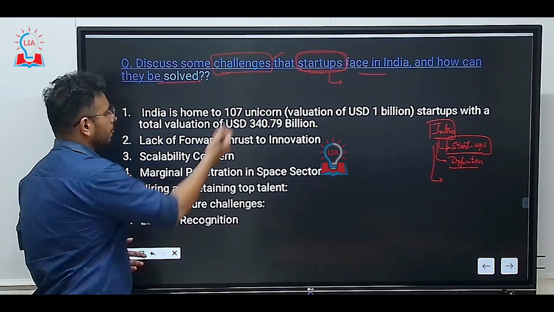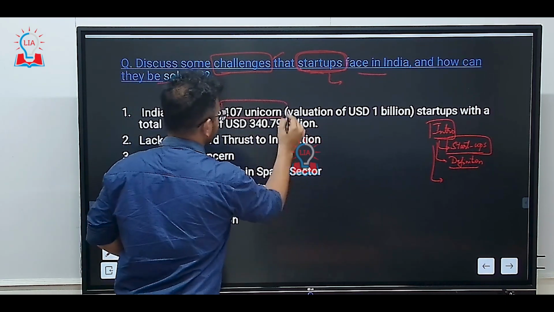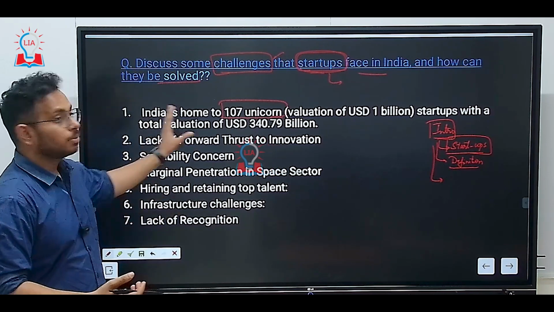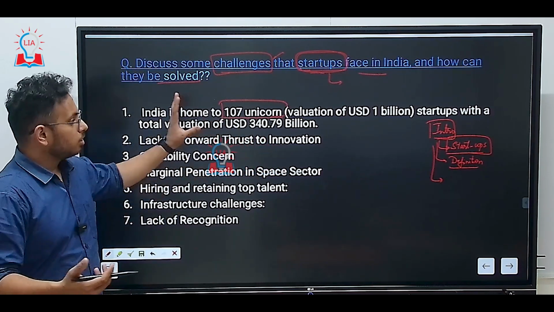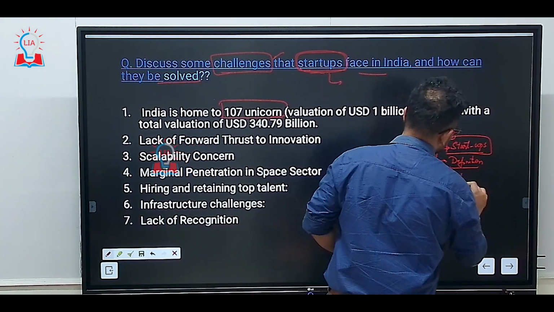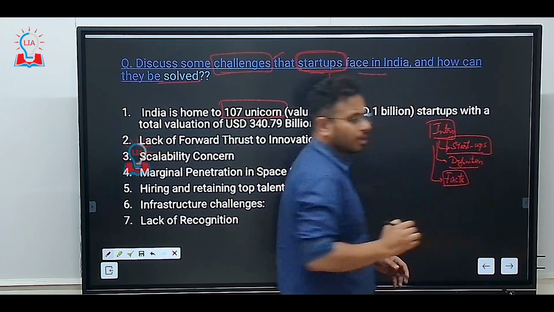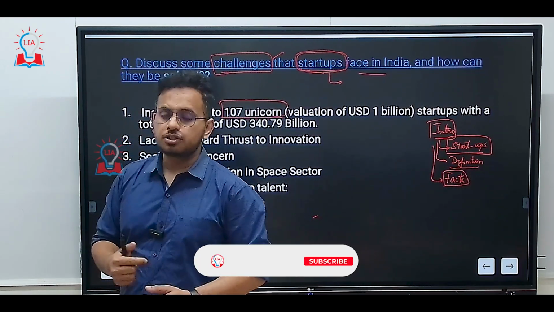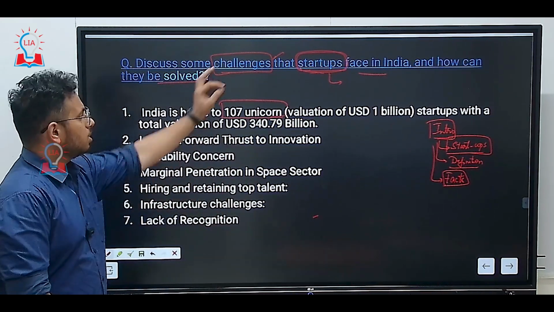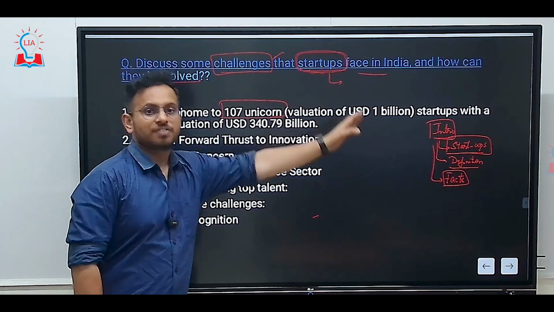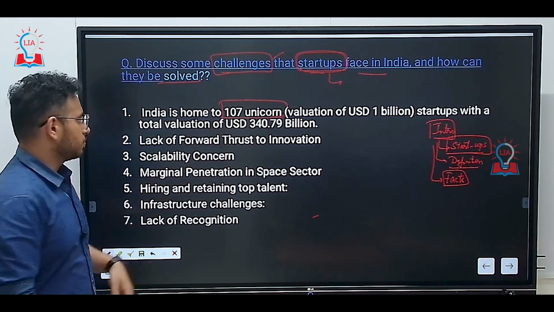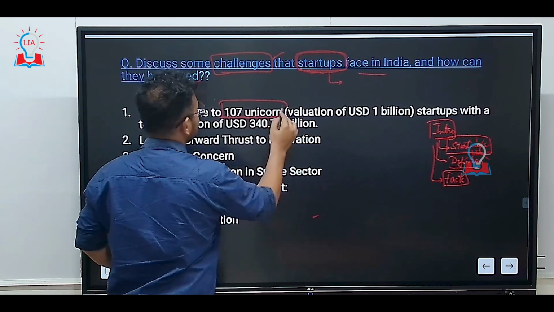If you look at this data, India is home to 107 unicorns. Recently, while going through the newspaper, you would have picked up this fact. Make a note of this, remember it, and use it in the introduction. That is facts. So these are three different ways in which you can write the introduction for this particular question on the challenges startups face in India. First, you define what a startup is, then you write about the challenges faced. Or you use the data that India is home to 107 unicorns.